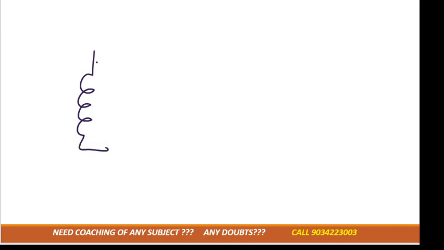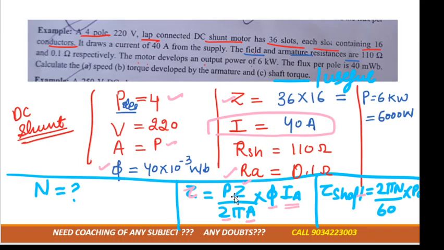First I need to draw the diagram. The torque is PZ divided by 2 pi A into phi into Ia. All things we know, but the torque shaft formula is 2 pi N divided by 60 multiplied by the output power. P out here is represented by output power. Okay. Tau A, or we can say tau average, one and the same thing. Okay, torque developed, mainly it is a torque.